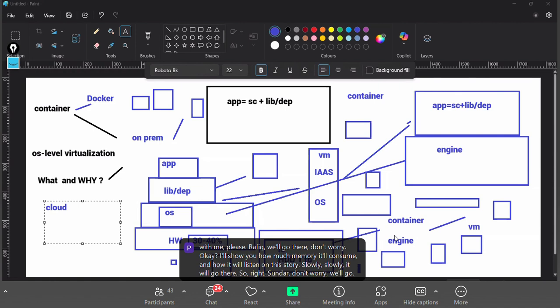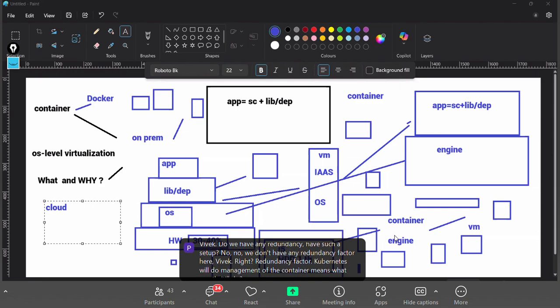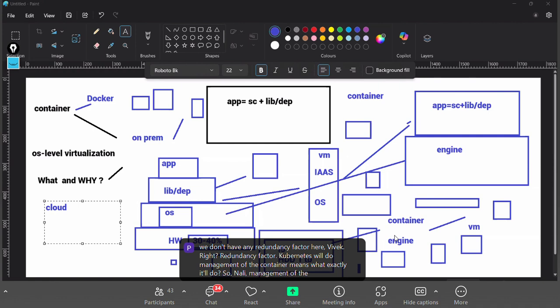Vivek, do we have any redundancy? No, we don't have any redundancy factor here, Vivek. Kubernetes will do management of the container. What exactly will it do? Sonali, management of the container means orchestration, scaling up, scaling down, increasing, decreasing, right? Falling in line, attaching services.